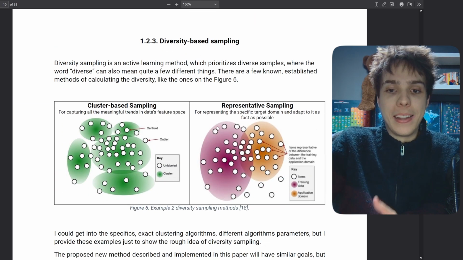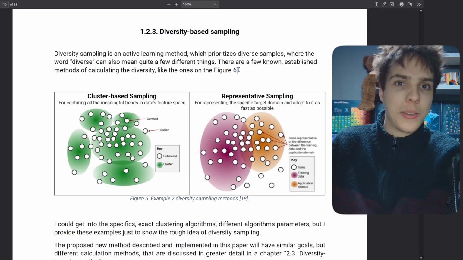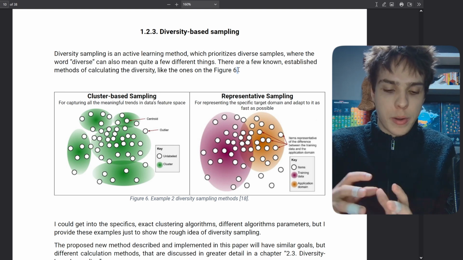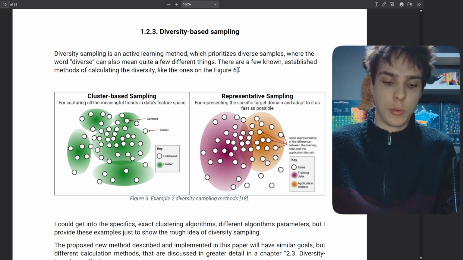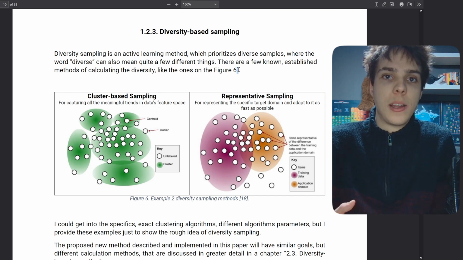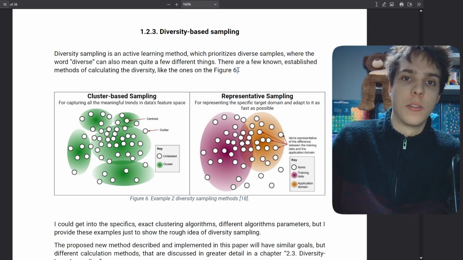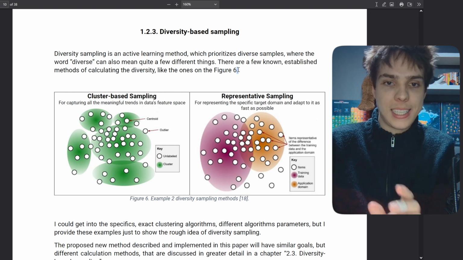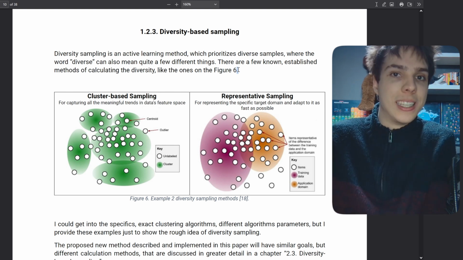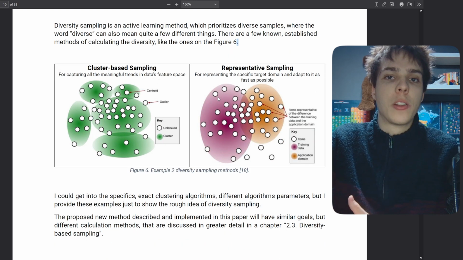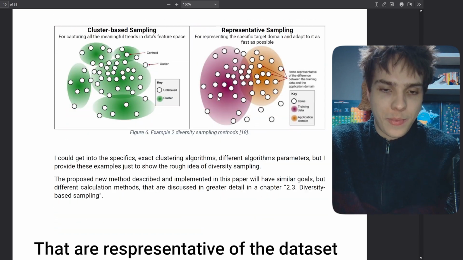Then the next main group is diversity-based sampling, and without getting into much detail, it just prioritizes diverse samples that are dissimilar from each other, not necessarily uncertain, because uncertainty means kind of hard for the model. So this sampling doesn't prioritize hard labels, hard images, it just prioritizes diverse images.